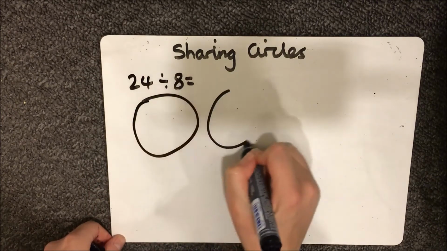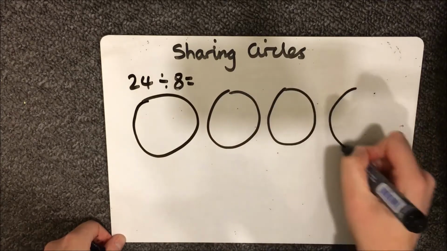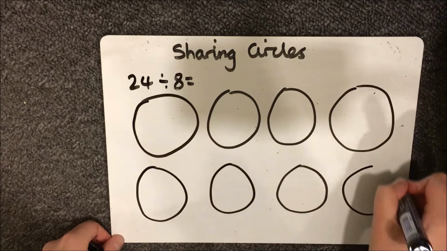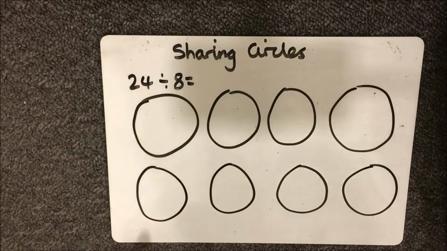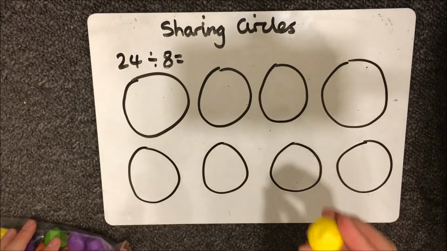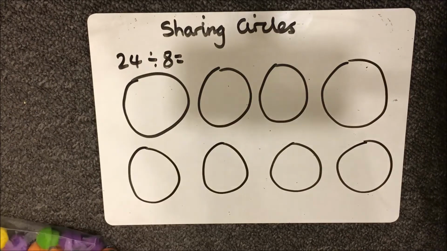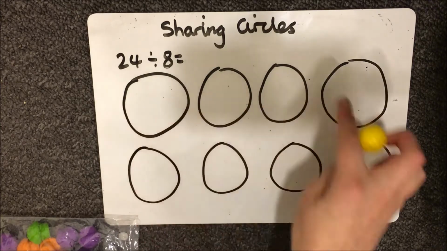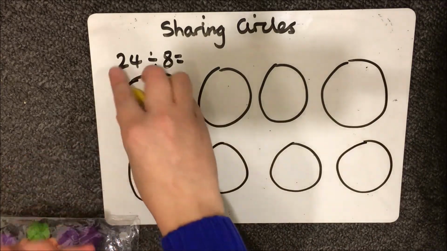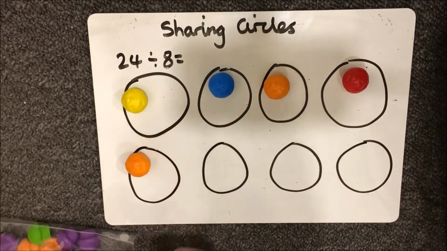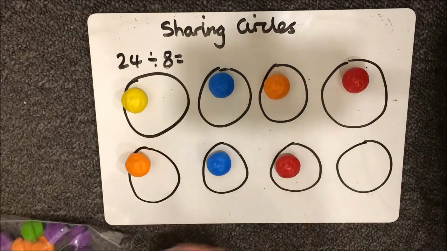1, 2, 3, 4, 5, 6, 7, 8. So I need to share 24 footballs into these 8 bags. Okay, sorry Miss Conway, these don't look much like footballs. They're cupcakes. So, shall we do that? We just count up to 24 and put 1 in each one each time. 1, whoops, 2, 3, 4, 5, 6, 7, 8.